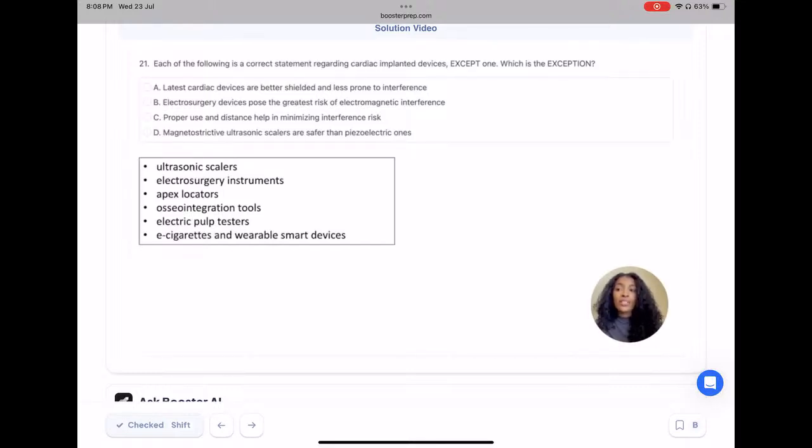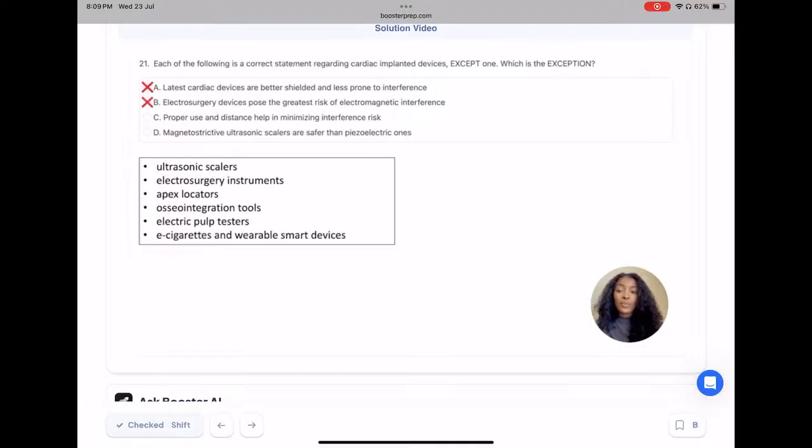Option A reads, latest cardiac devices are better shielded and less prone to interference. Newer models are sealed in metal castings and have special filters and rejection circuits that help limit electromagnetic interferences. So this is true, and it makes it incorrect. Option B reads, electrosurgery devices pose the greatest risk of electromagnetic interference. There have been in vitro studies to prove this, so it's a true statement and it makes it incorrect.